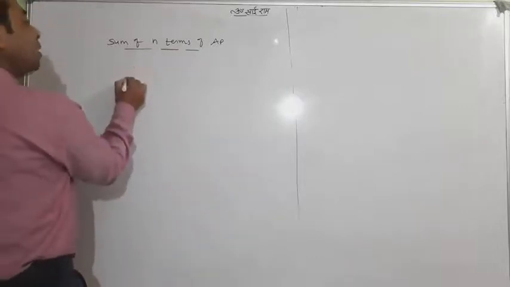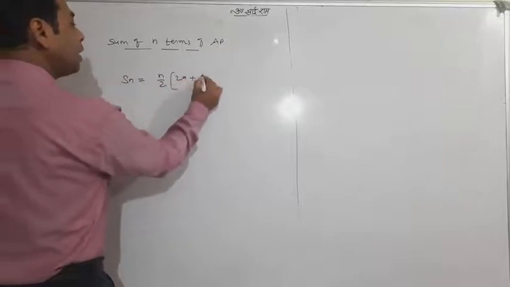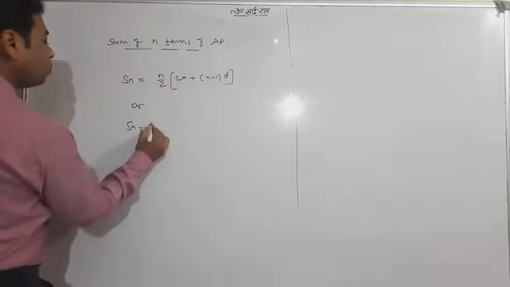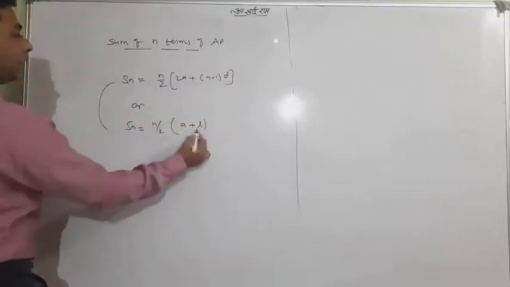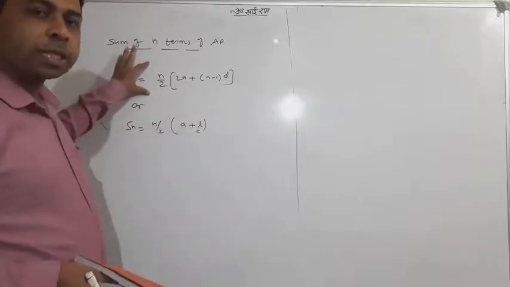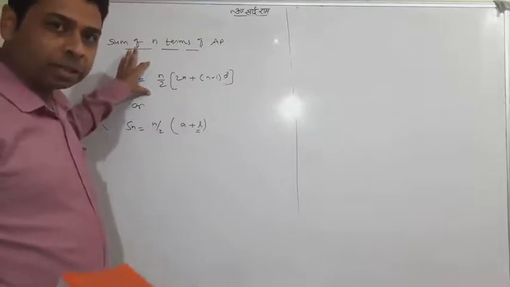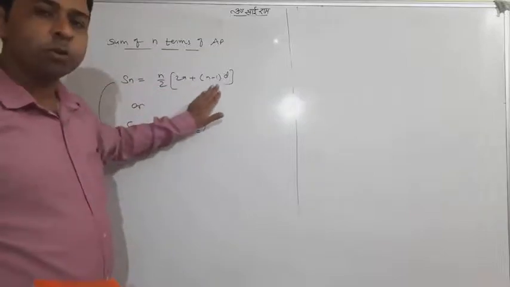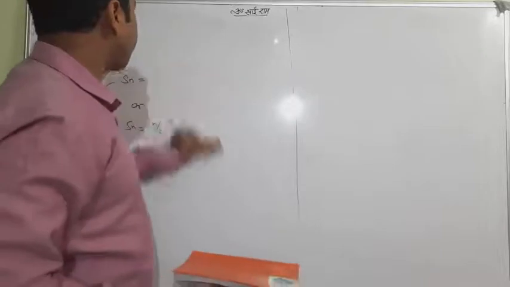For any AP, the sum is given by n by 2, 2a plus n minus 1 into d, or Sn equal to n by 2 into a plus l. So l meaning last term, these two formulas are normally used. This is a famous one. This is the sum of n terms, and you already know it because it was in class 10th. Now you are in 11th class. So Sn equal to n by 2, 2a plus n minus 1 into d is the sum of n terms. We are going to use the same formula in the upcoming question.